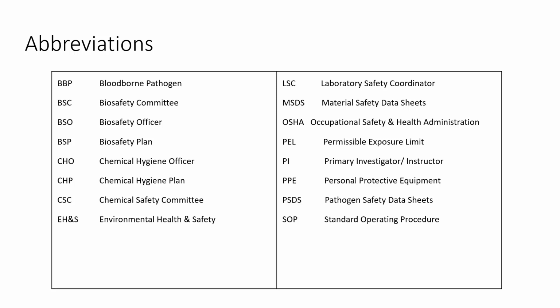And then here's some commonly encountered abbreviations. So BBP is a bloodborne pathogen, and that was defined in one of the previous slides. A BSC is a biosafety committee. BSC can also represent biosafety cabinet, so it's important to read the context of that. But biosafety committee is basically a committee of personnel that are designed to ensure best practices for biological safety.